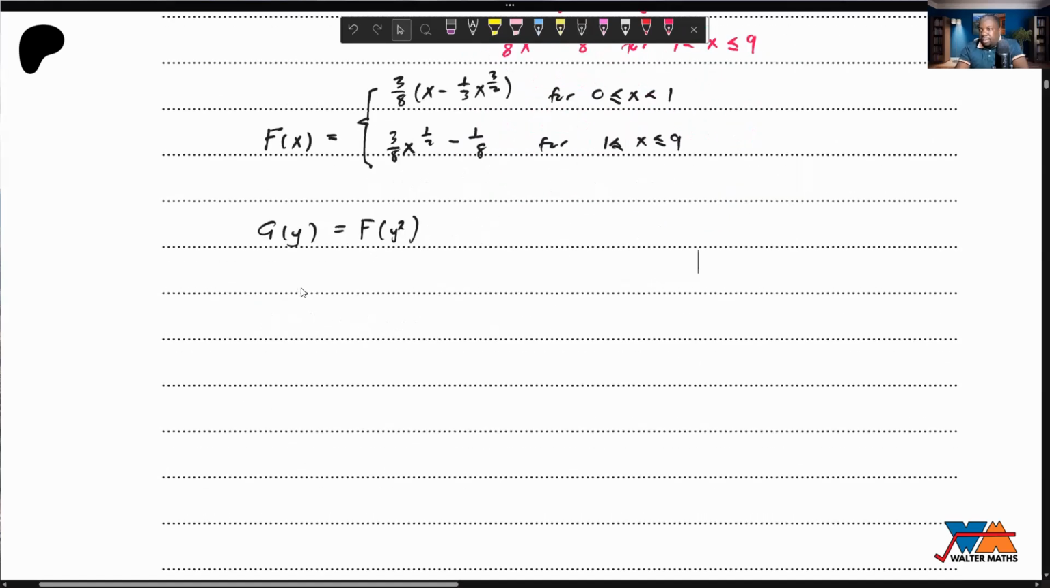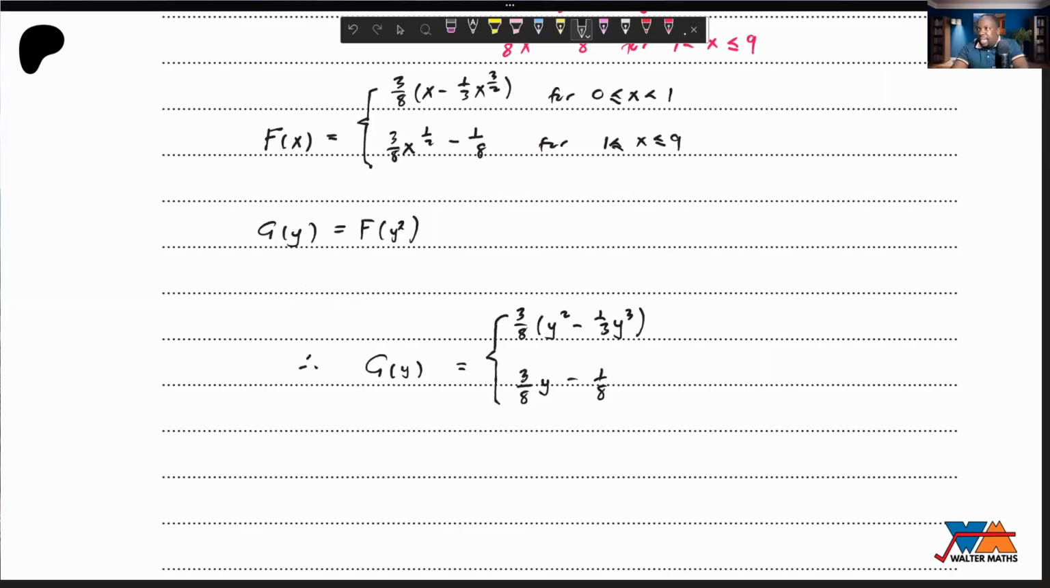So we're saying therefore g of y is equal to, for the first piece, 3/8 of y squared minus a third of y squared to the 3 over 2, which becomes y cubed. And the other one, substituting y squared, is just going to be 3/8 of y squared to the power of a half. It's just going to be y, and that's minus an eighth. Now the limits are going to change.